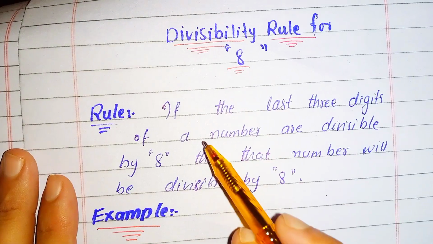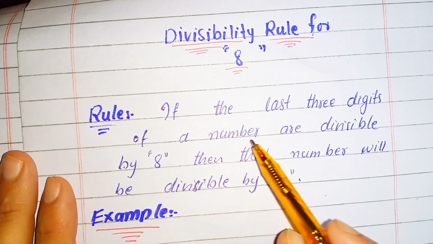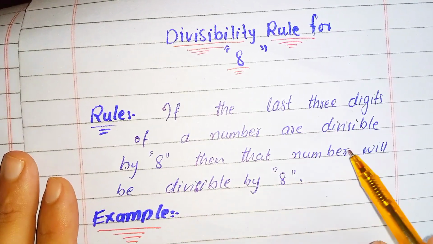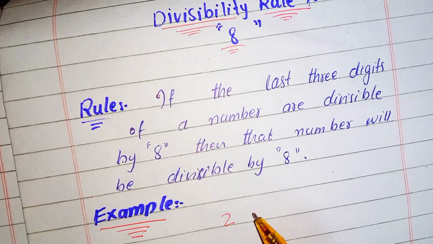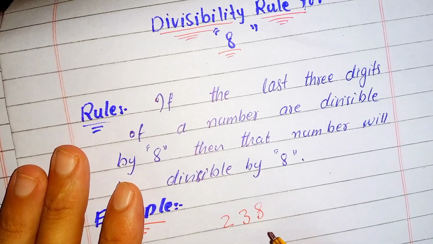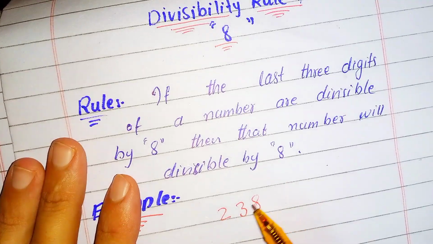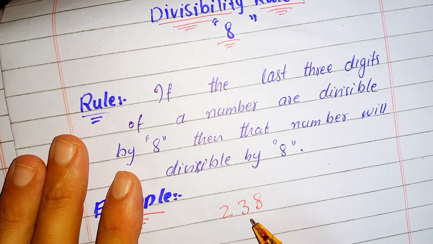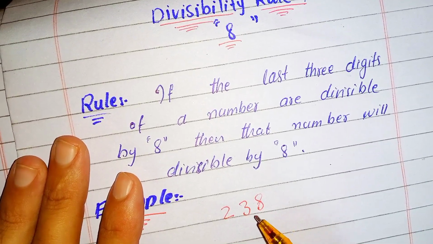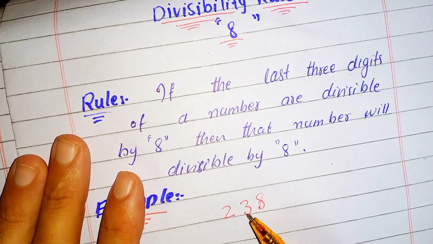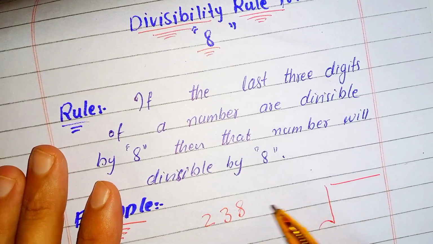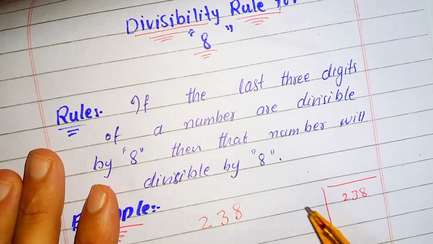Divisibility rule for 8. If the last three digits of a number are divisible by 8, then that number will be divisible by 8, right? Take 238, right? If we want to say whether this number is divisible by 8 or not, then simply we will do the calculation for the division of that number. So we are dividing 238 by 8, right?